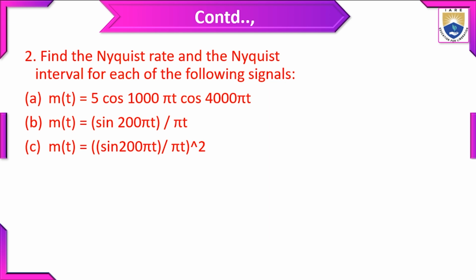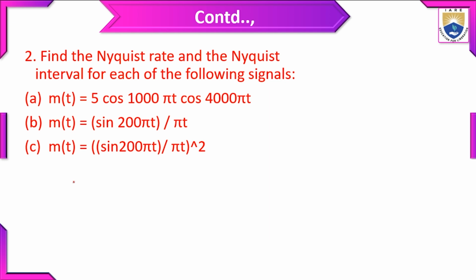And the second one is m of t is equal to sin of 200 pi t divided by pi t. And the third one is sin of 200 pi t divided by pi t square. Okay. So here also you consider the highest frequency component for the third one, just similar to the first problem. So first, considering the a bit.